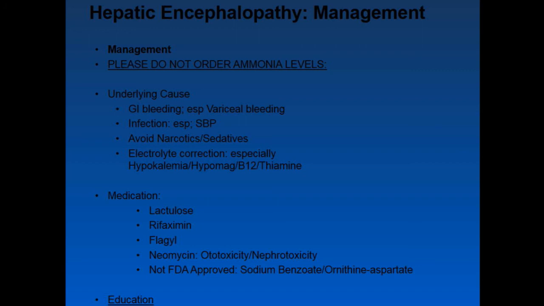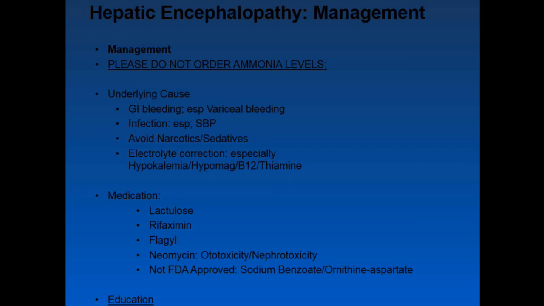Treat the patient clinically. If you see an encephalopathy, treat them for encephalopathy, whatever it is, and treat the underlying cause. Did they have GI bleeding, infection? Avoid narcotics or sedatives if they got them. If they have hypokalemia or hypomagnesemia, B12 or thiamine deficiency, etc., whatever it is, correct it.